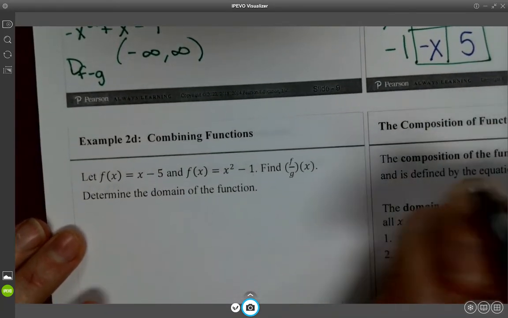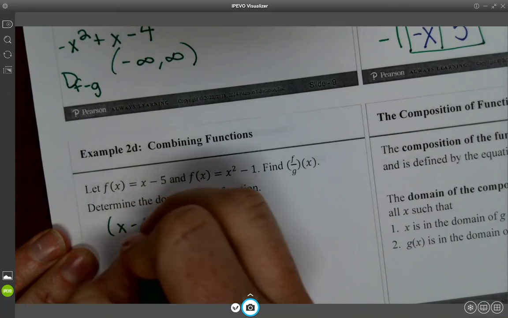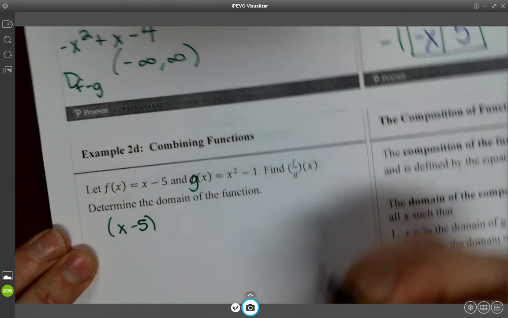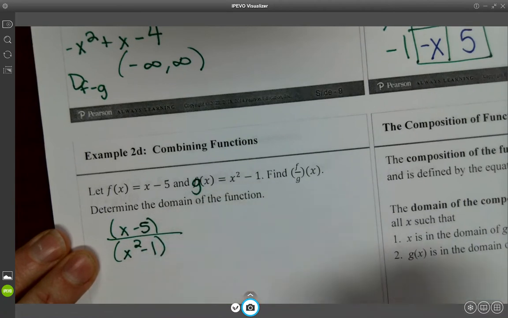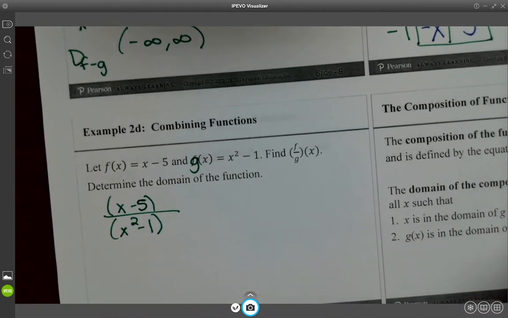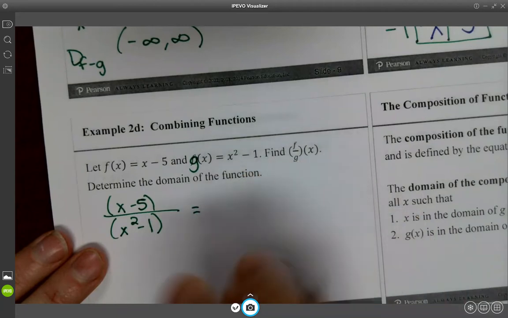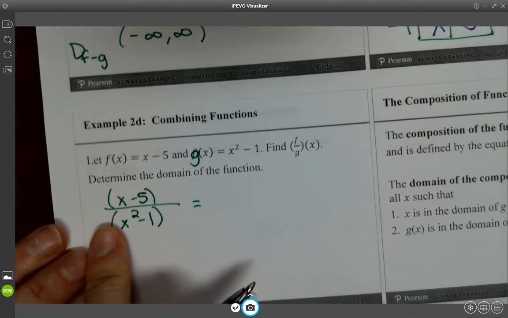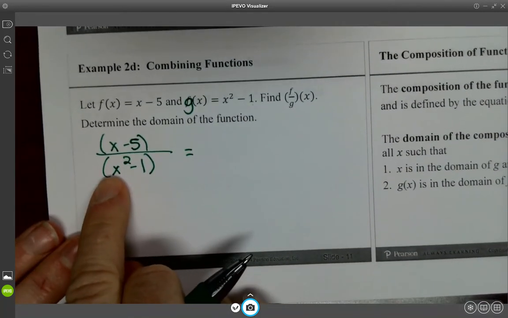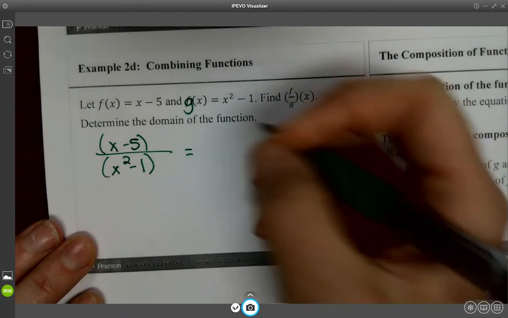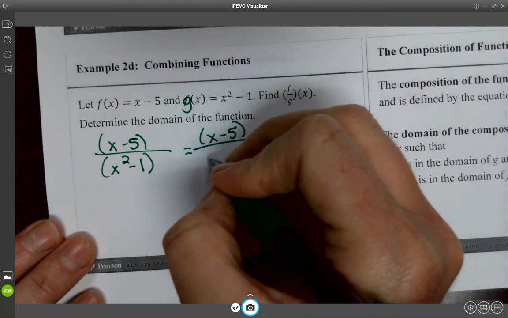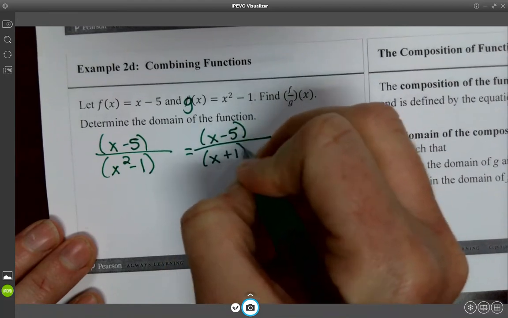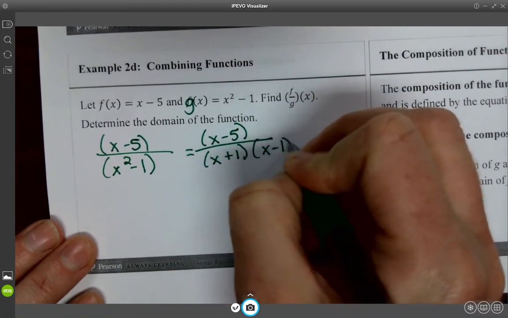This one is the quotient. We're going to do x minus 5 over x squared minus 1. This is a difference of squares, so recognizing that's important. We have a perfect square here, and 1 is also a perfect square. X minus 5 over, difference of squares, x plus 1, x minus 1.